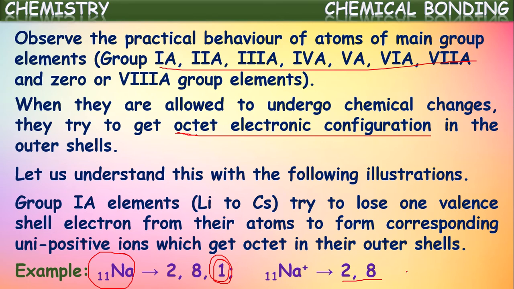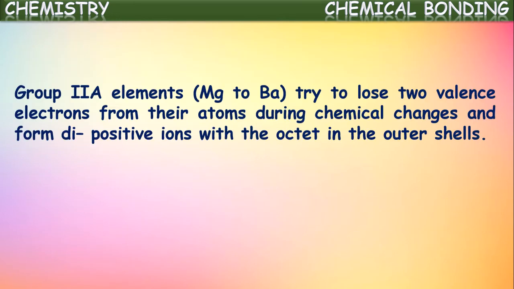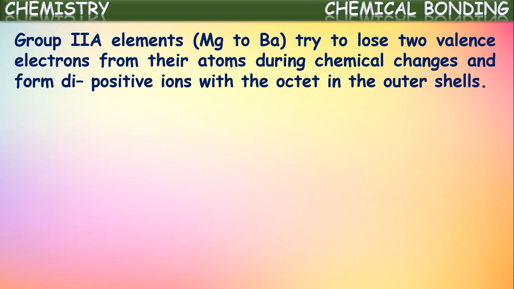In this way, not only sodium, but from the 1A group all the elements will tend to lose one electron always, and hence they get the nearest noble gas configuration. Next, if we observe the second A group elements, which we call alkaline earth metals, beryllium, magnesium, calcium, strontium and barium, these second A group elements are called alkaline earth metals.